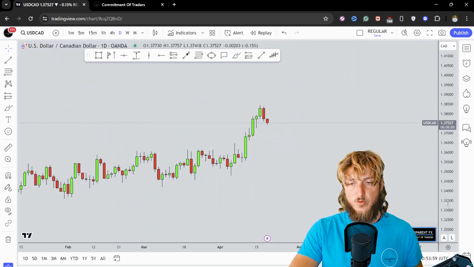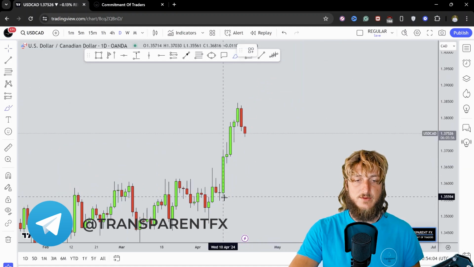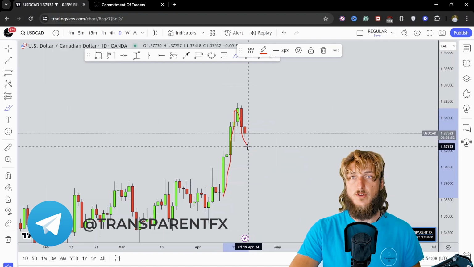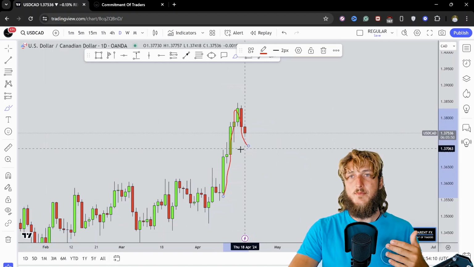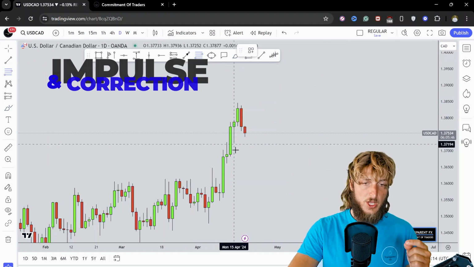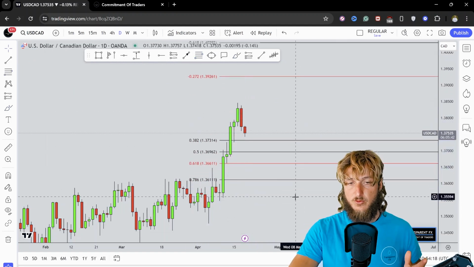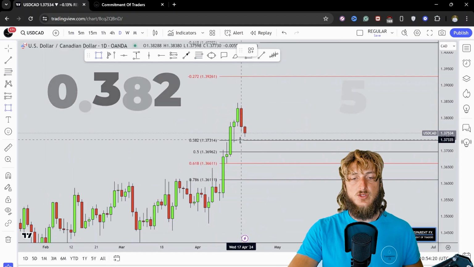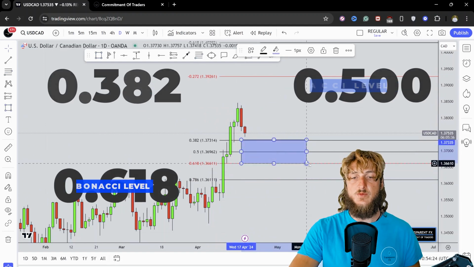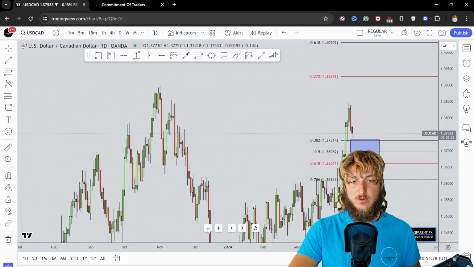Here on the daily, what we can notice is that we have a market which has just created a quite massive impulse to the upside, followed by this start of a correction. And in general, from a pattern standpoint, when you have an impulse and you want to measure the correction, you have to take your Fibonacci from the low to the high of the impulse leg. And if we do that, we can notice how we have the 0.382, 50% and 0.618 retracements lining up perfectly with this previous level of structure.